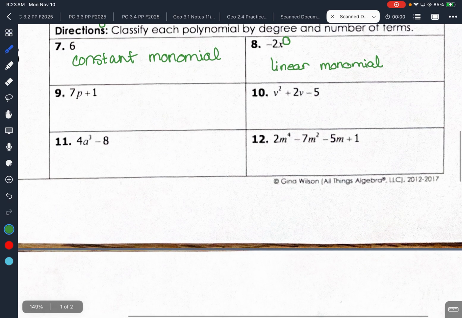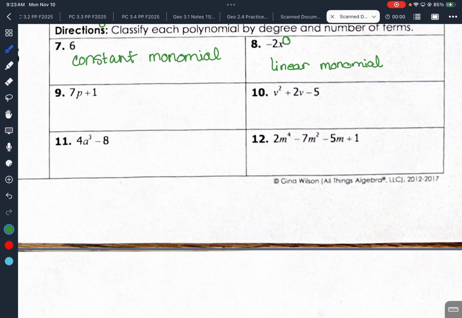Okay, 9. What's my highest degree? 1. No, 1 is the degree, 7 is the coefficient. So it's linear. And how many terms are there? 2, so binomial. Okay, do the next 3 really quick.